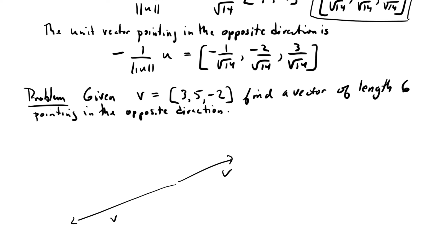It's not 6 times v, right? I'm looking for a vector of length 6 in total. So this is not going to be v at all. It's going to be some multiple of v, and this should have length 6. So this is the problem I'm trying to solve. How can we solve this?